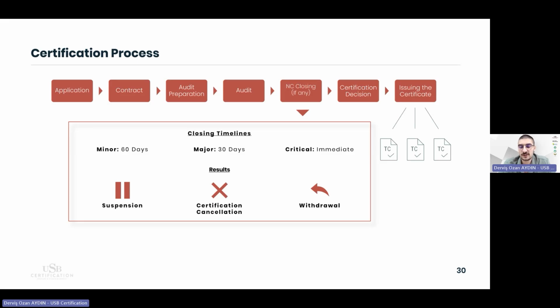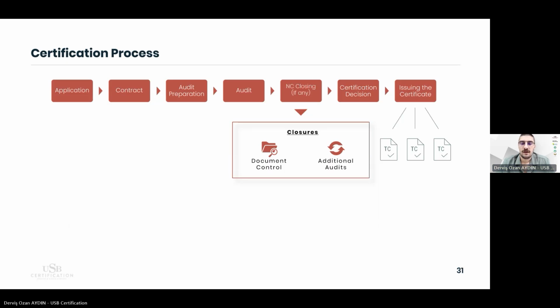And after the suspension, if the non-conformity still cannot be closed in 180 days, the scope certificate has to be withdrawn as the result of not closing the non-conformities. To close these non-conformities, certification bodies can check the closing evidence documents, and they can also complete additional audits at the organizations to ensure that those non-conformities are closed.